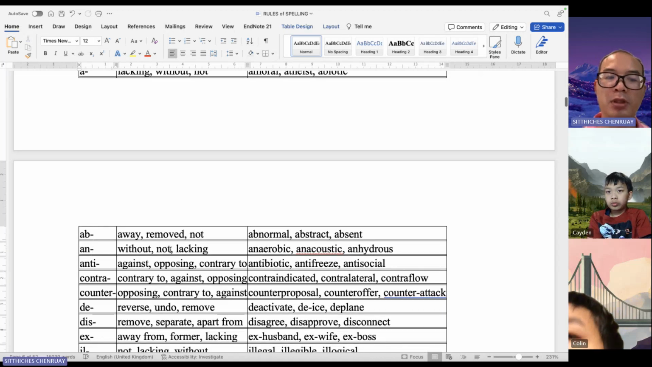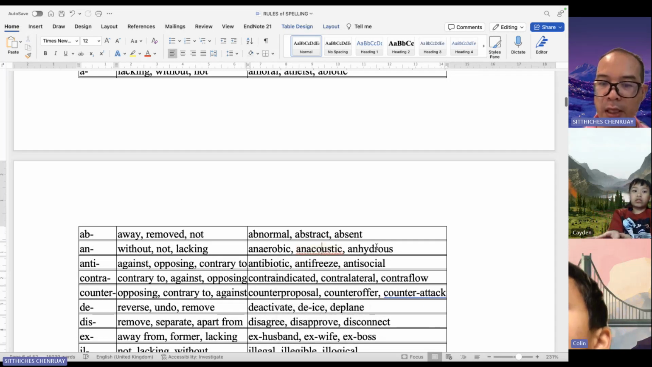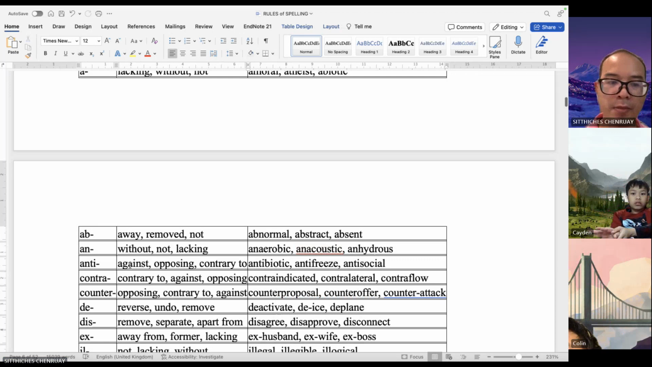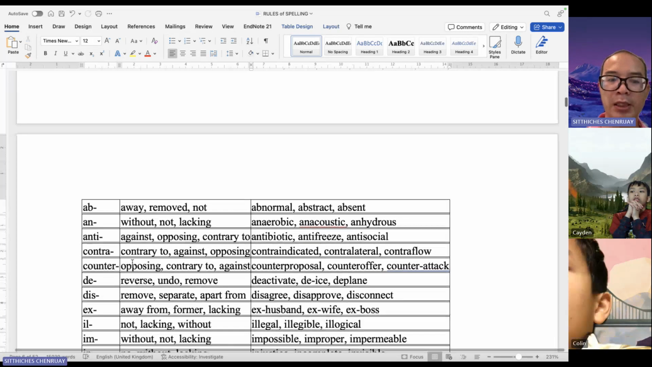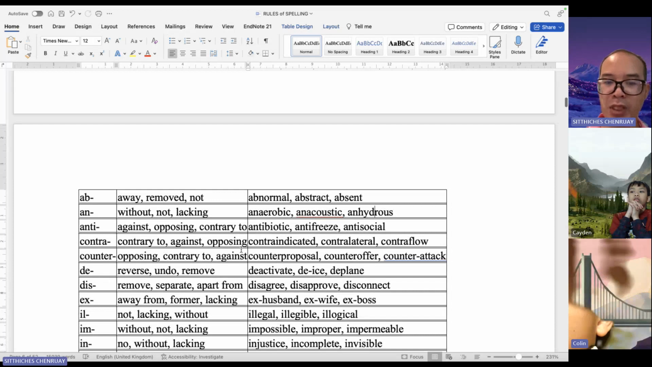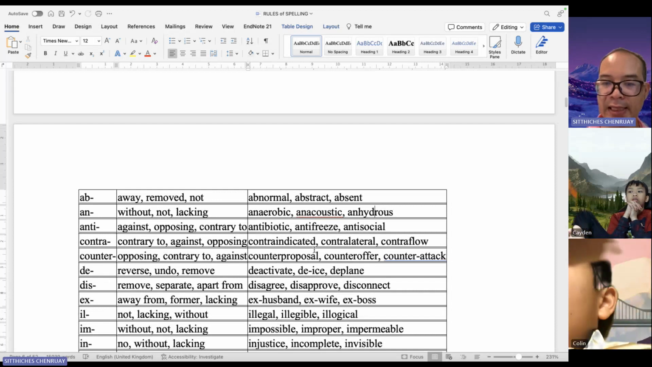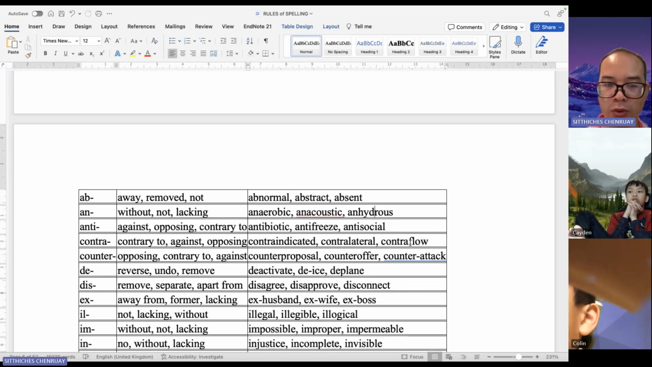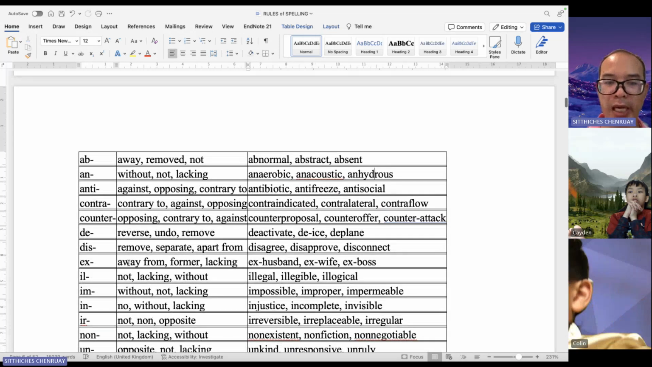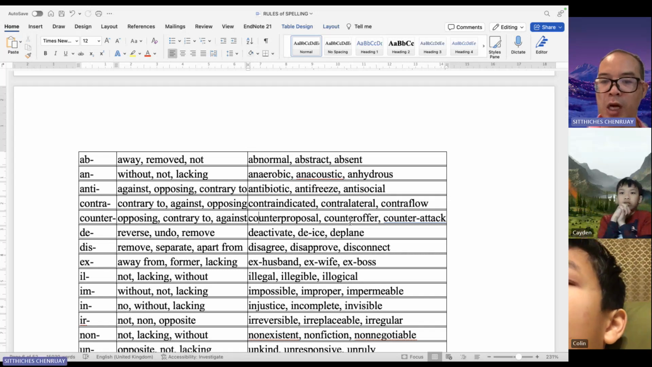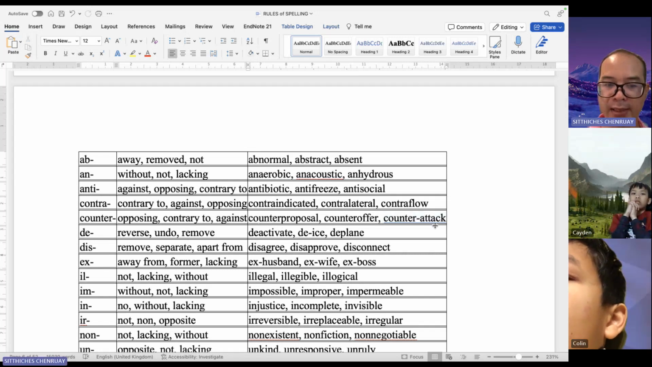And: without, not, or lacking. Anaerobic, anachronistic, anhydrous. Anti: against, opposing, contrary to. Antibiotic, antifreeze, antisocial. Contra: contrary to, against, opposing. Contraindicated, contralateral, contraflow. Counter: opposing, contrary to, against. Counter proposal, counter offer, counter attack.